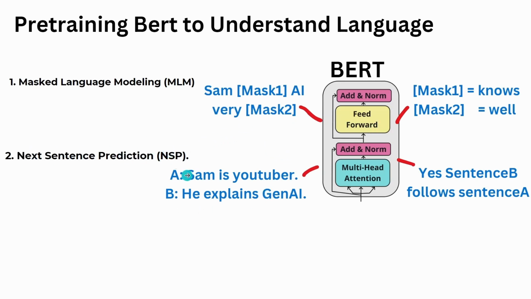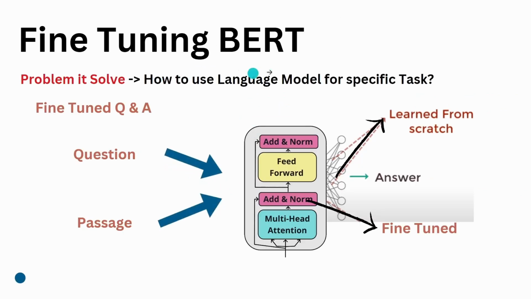What exactly is it? It means we have two sentences in the paragraph. Sam is a YouTuber. Next, he explains Gen AI. So it will tell whether this second sentence follows the first sentence or not. That is the motive of next sentence prediction. Here it will classify yes, sentence B follows sentence A. So after doing these two ways, it will learn the language. Next we will see how to fine-tune BERT.